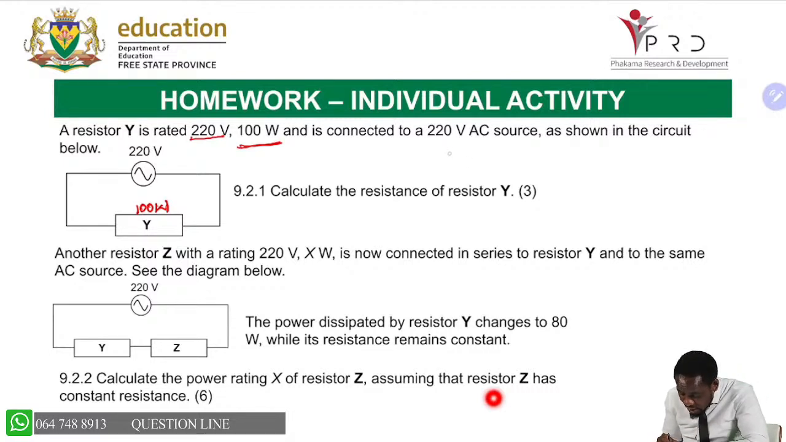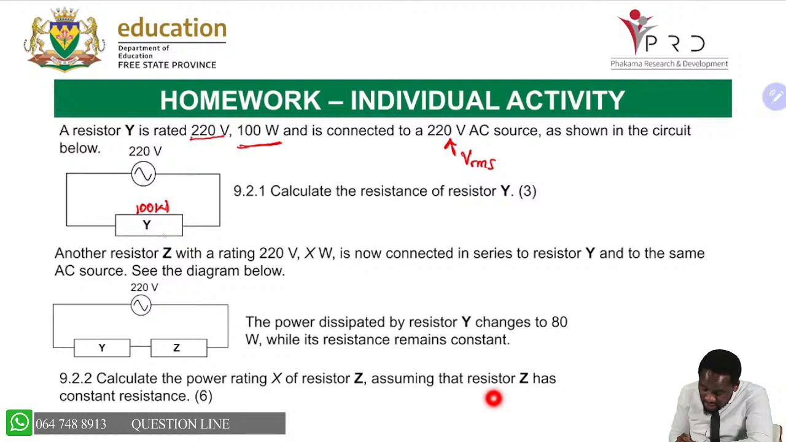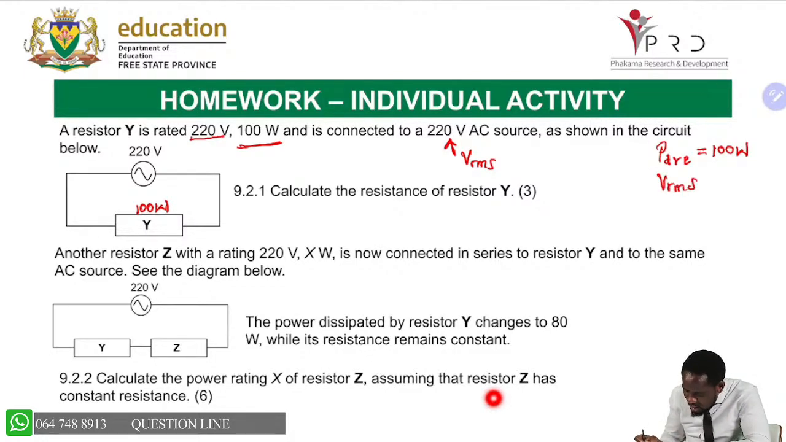It's connected to a 220 AC source. That's the source. So this 220 is actually the VRMS, right? As shown. Now they want you to calculate the resistance of resistor Y, right? We know it's a power rating. So P average, because it's the average power, is equal to 100 watts. It's given. We also have VRMS, which is equal to 220 volts. And then the question wants us to calculate the resistance of Y.